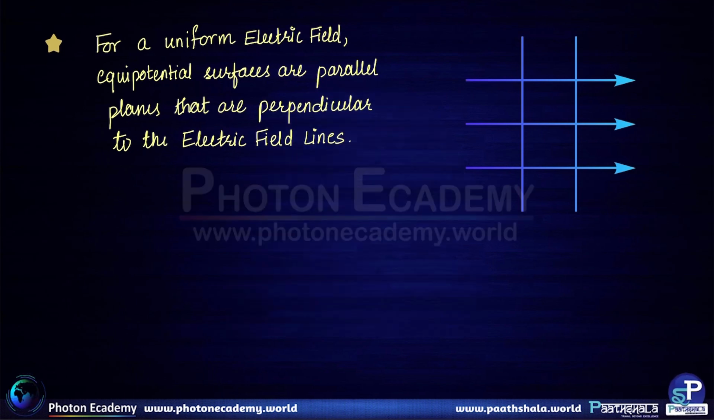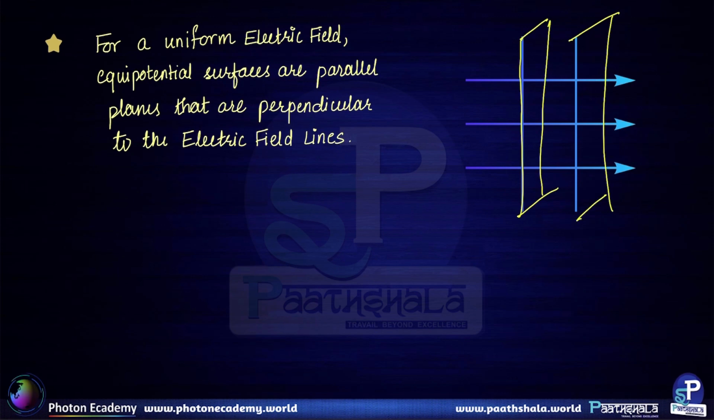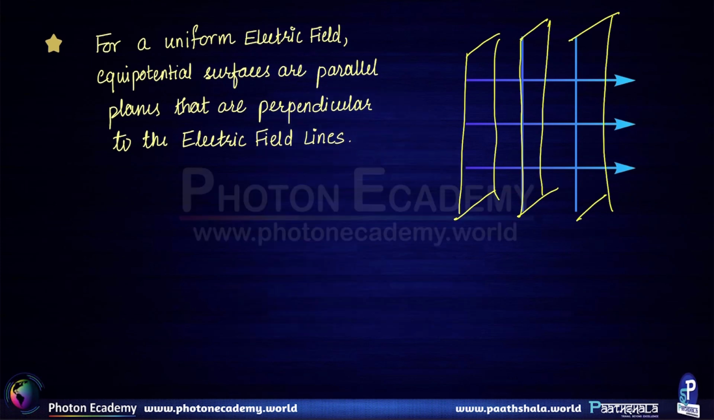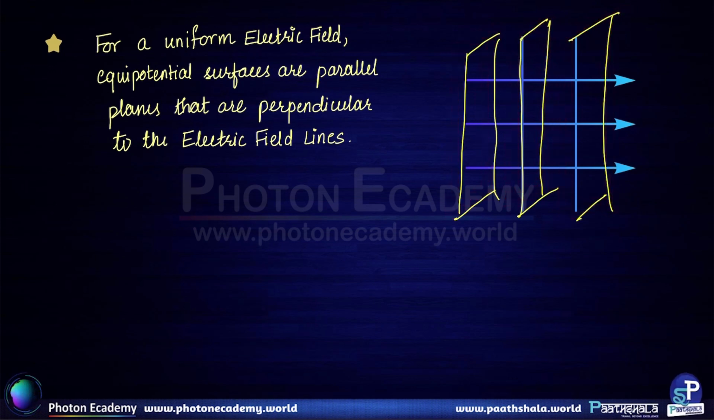So let us say electric field lines are moving from left to right. These are electric field lines. These are moving from left to right. And equipotential surfaces in this particular scenario are these surfaces represented here as a cross section. These planar surfaces that are parallel to each other and perpendicular to the electric field lines are the equipotential surfaces in this particular scenario. And naturally the electric field lines we can see are perpendicular to these equipotential surfaces. That is clearly and readily seen.